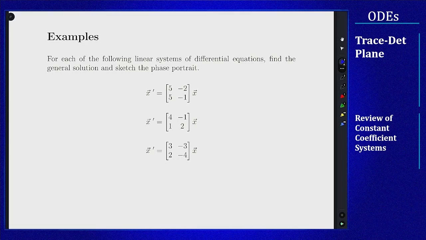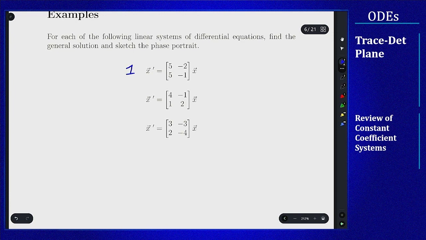Here, we'll work out some examples of finding general solutions to and sketching phase portraits for constant coefficient linear systems of differential equations with two components. We've got three examples here that I want to try to analyze and see what their solutions look like and what their phase portraits look like. So let's start with number one.